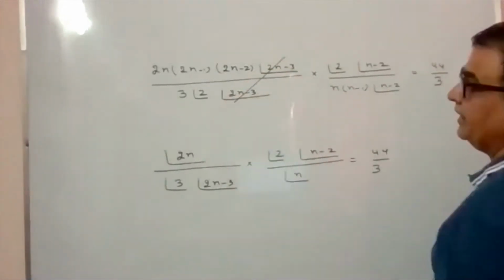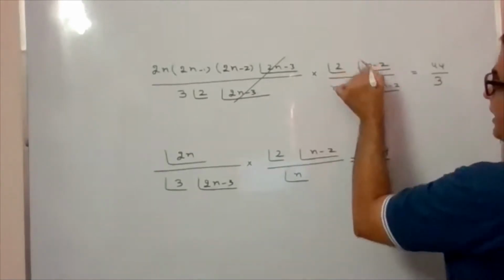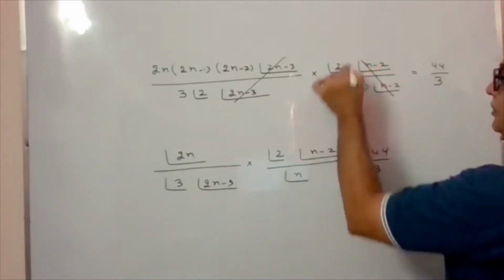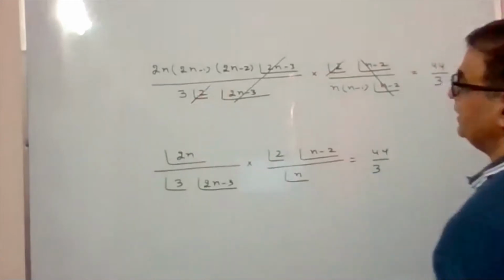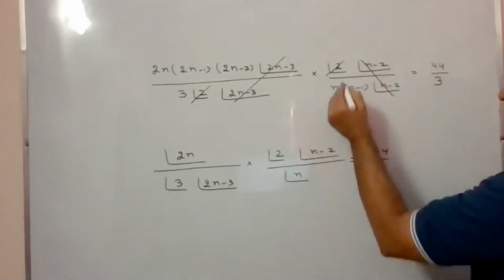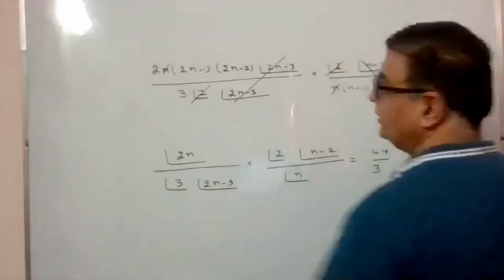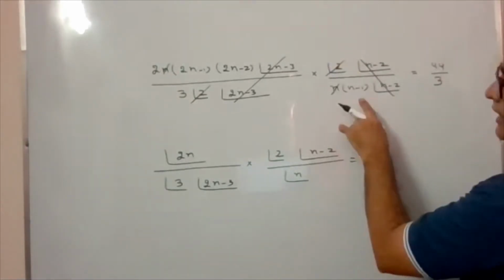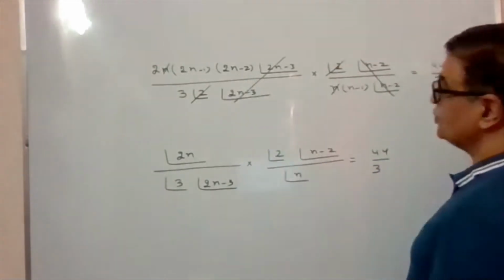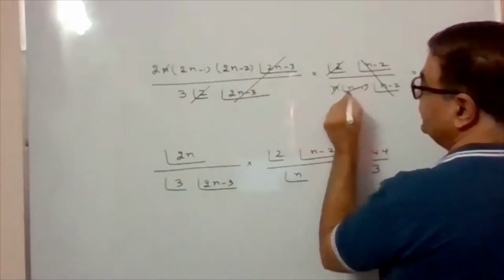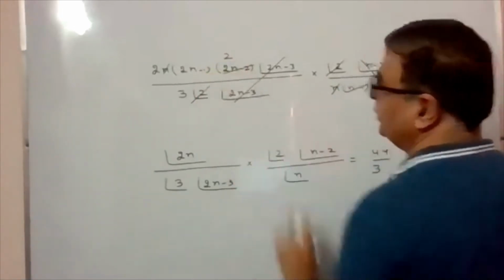These two terms clearly cancel out. Factorial n minus 2 gets cancelled out. Factorial 2 gets cancelled out. Then this n gets cancelled out here. N minus 1 and this is 2n minus 2. So 2 can be taken common, so this can also cancel out and make it 2 here.